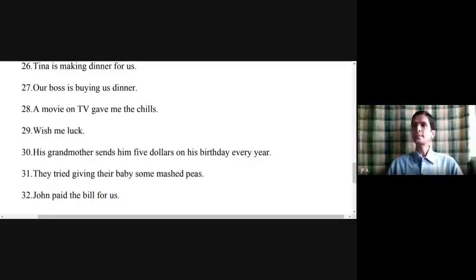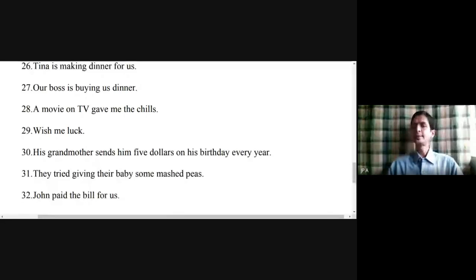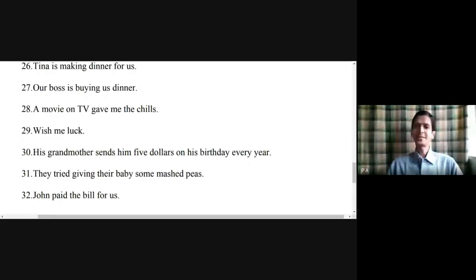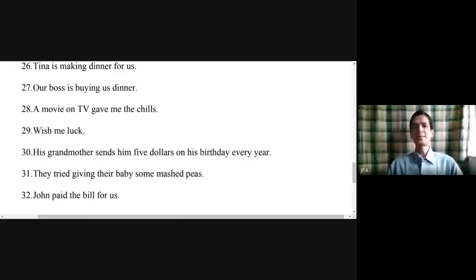Okay, the next one. A movie on TV gave me the chills. Very good. Gave is the verb. The chills is the direct object. Very good. So many people have answered that the chills is the direct object. Me is the indirect object.